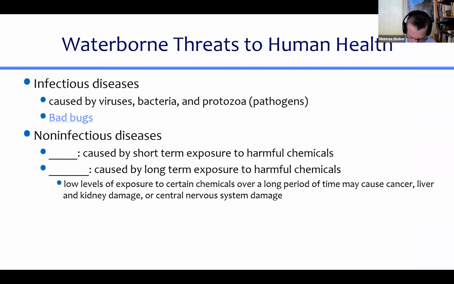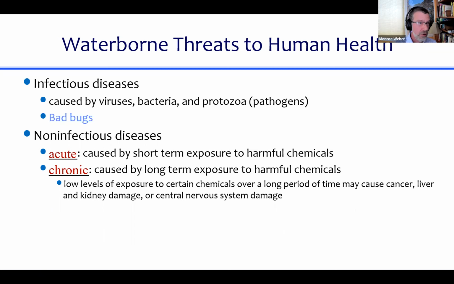And then there are also non-infectious diseases, and this could be either acute or chronic. This is exposure to chemicals, such as atrazine or other pesticides or other industrial chemicals, or things like arsenic and fluoride, which are naturally occurring and also deadly.